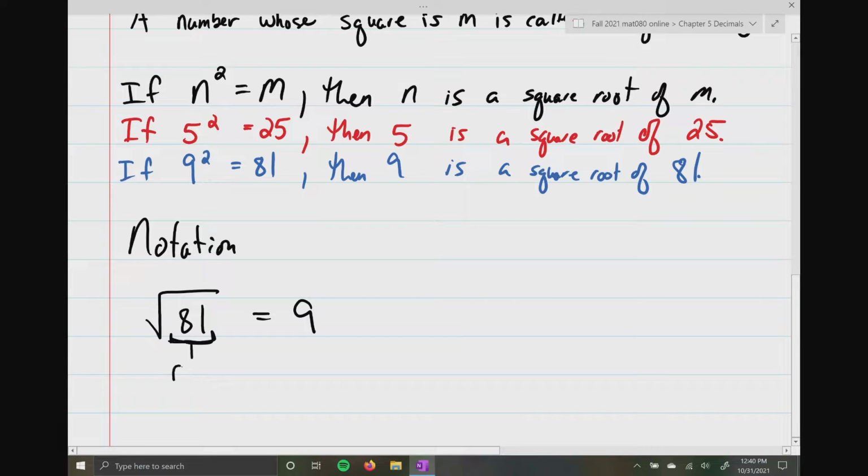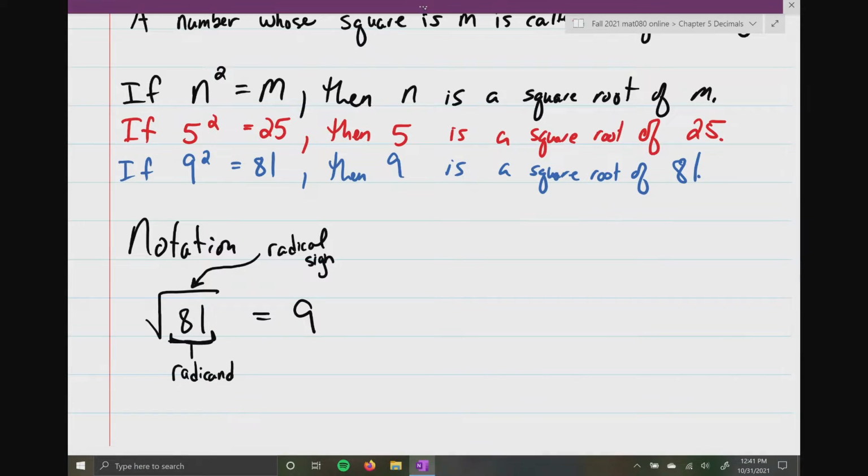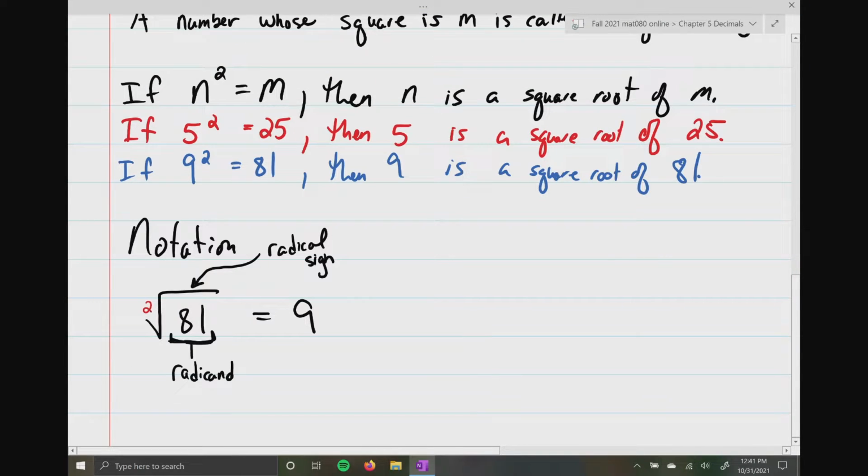It's called the radicand. This symbol that I drew is called a radical sign. And technically, although we don't write it, there is a 2 right there where I just wrote that little 2 in red, and that has a very special name. It's called the index. So there's a lot of things going on here.